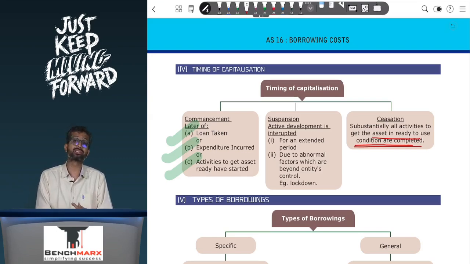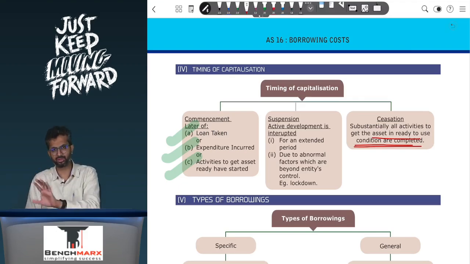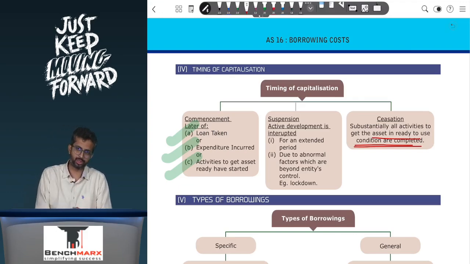And then you have something called a suspension of capitalization. Cessation is permanent stoppage of capitalization because the asset is ready for use. Suspension is temporary. So sometimes what might happen is active development on your project can be interrupted. You have started your work and then active development is interrupted for an extended period, for items which are abnormal, that is, they are not necessary to get your asset in the ready to use condition. Like for example, you started work on your project in 2018, your project was going to take 3 years.